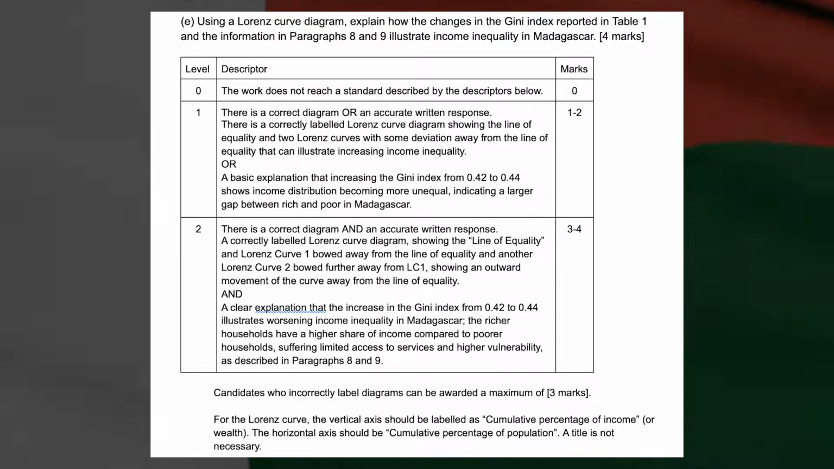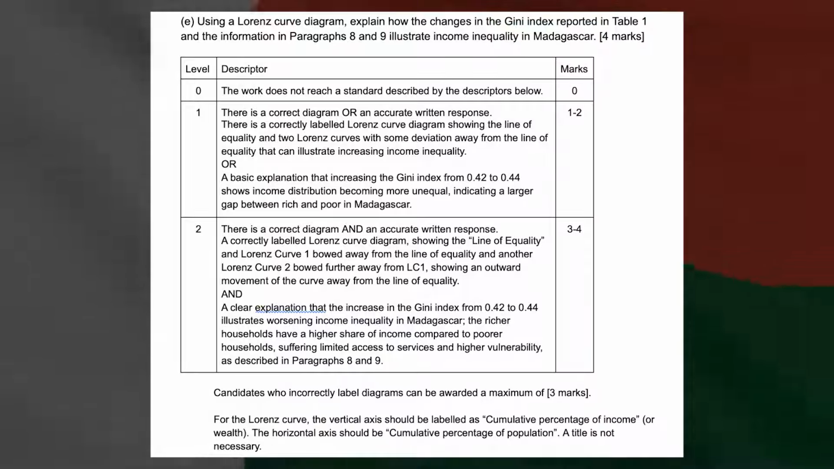Level 1. There is a correct diagram or an accurate written response. There is a correctly labeled Lorenz curve diagram showing the line of equality and 2 Lorenz curves with some deviation away from the line of equality that can illustrate increasing income inequality. Or a basic explanation that increasing the Gini index from 0.42 to 0.44 shows income distribution becoming more unequal, indicating a larger gap between rich and poor in Madagascar.